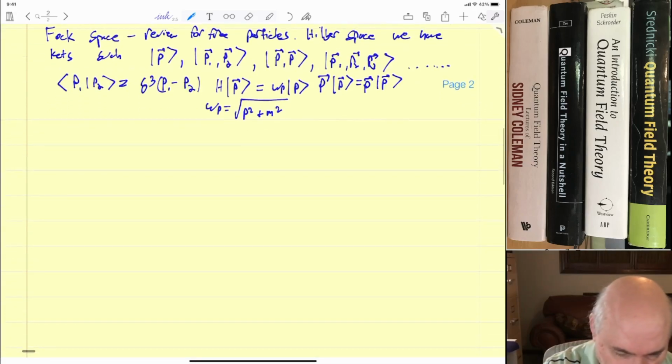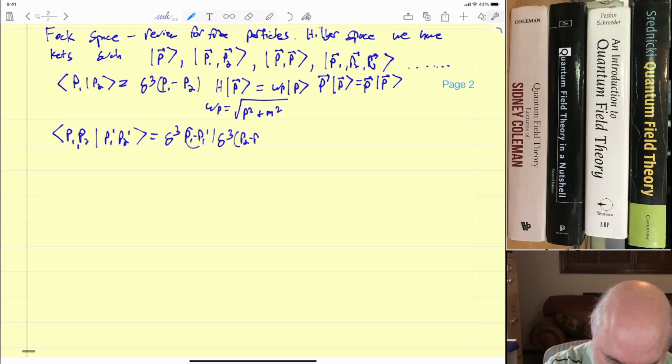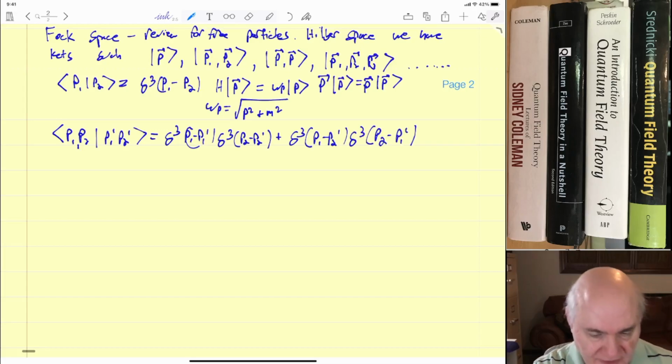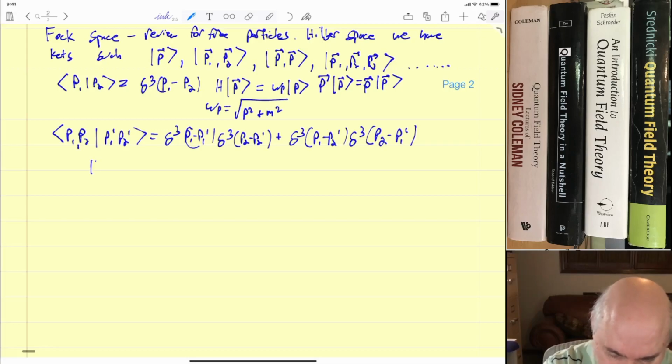And just in case you want to see, for a two-particle normalization, it would be this way. It's going to be two terms. And it just works out like this. And then if we apply a Hamiltonian of the world to a two-particle state, we're going to get just omega P1 plus omega P2 acting on P1, P2.